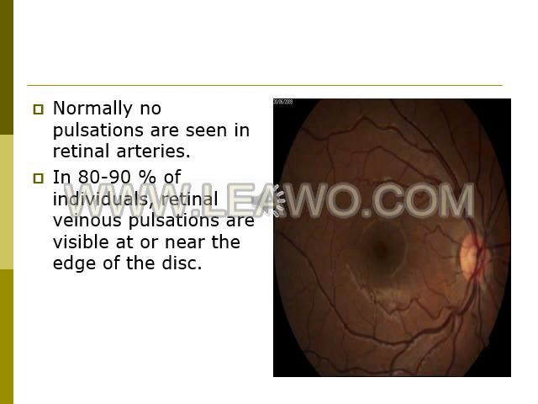Normally, no pulsations are seen in retinal arteries. In 80 to 90% of individuals, retinal venous pulsations are visible at or near the edge of the disc.